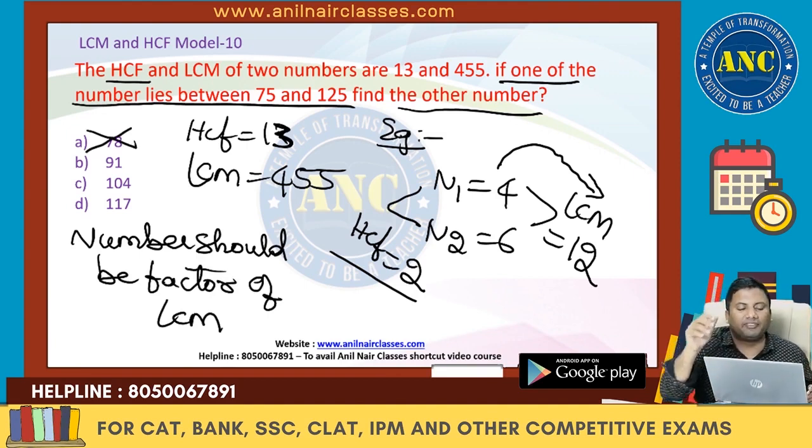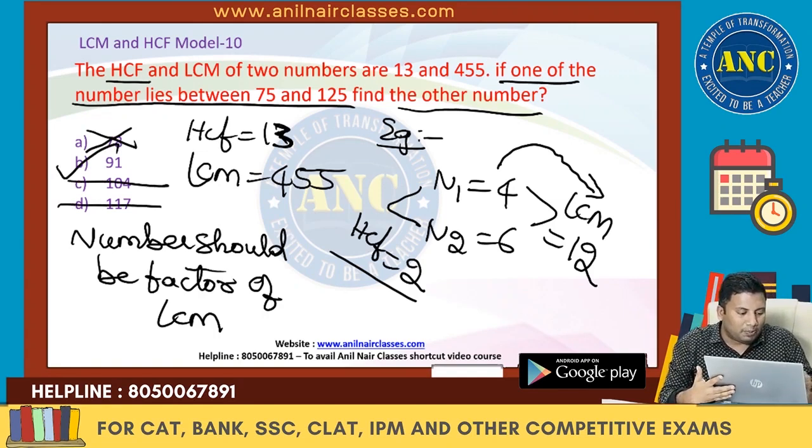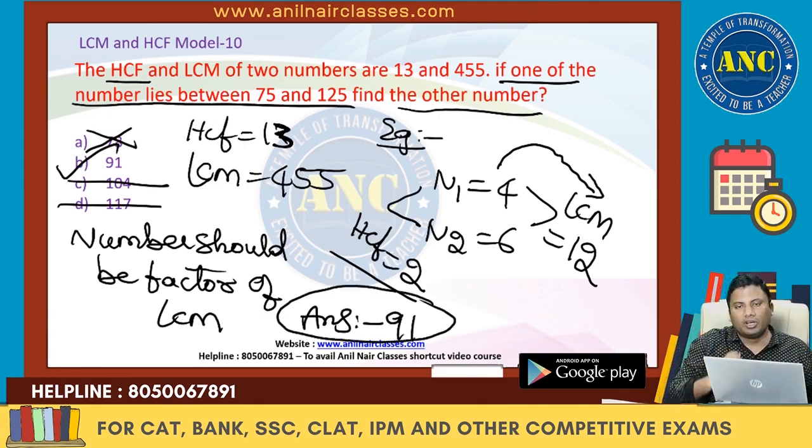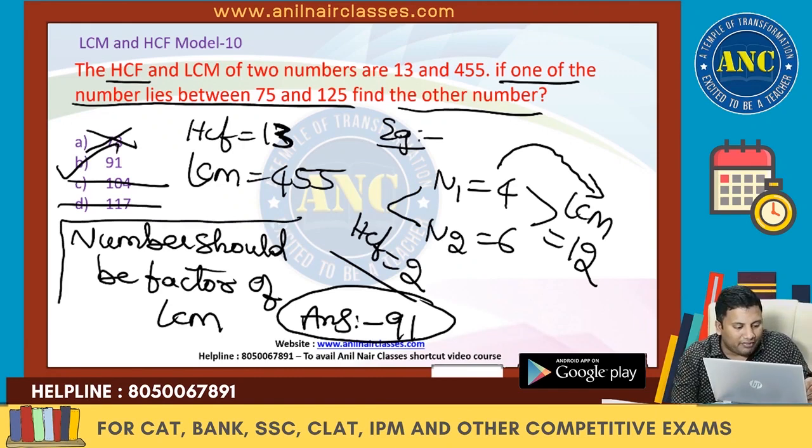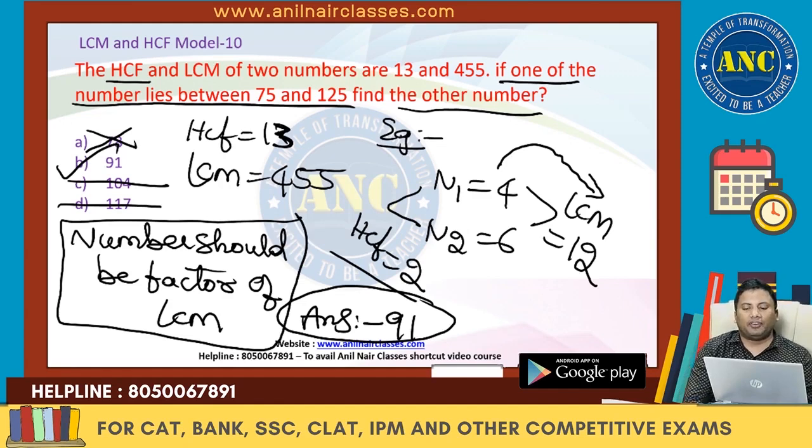78 is not a factor of 455. 91 is a factor of 455. Not possible. No need to find the numbers, just logic. HCF is 13, LCM is 455. The concept is the number should be a factor of LCM.